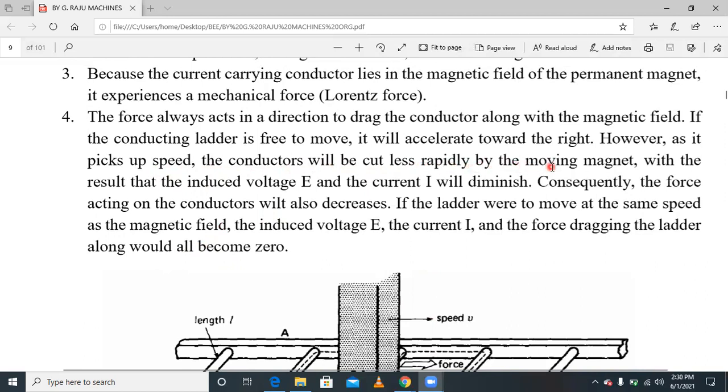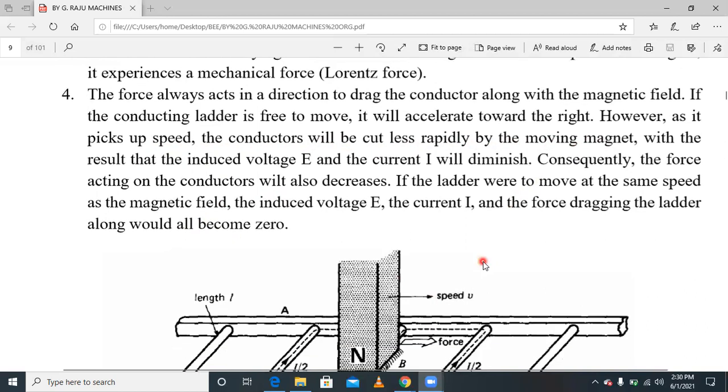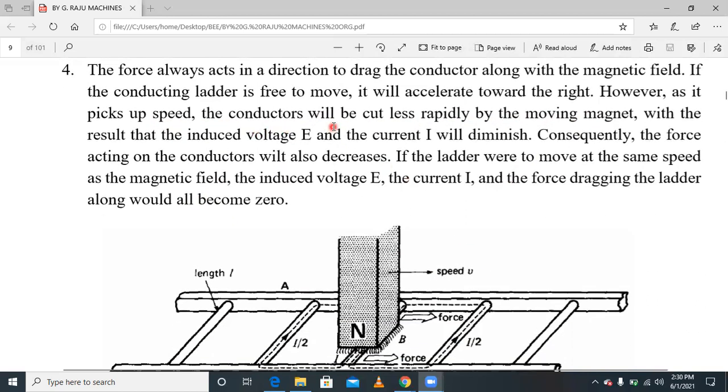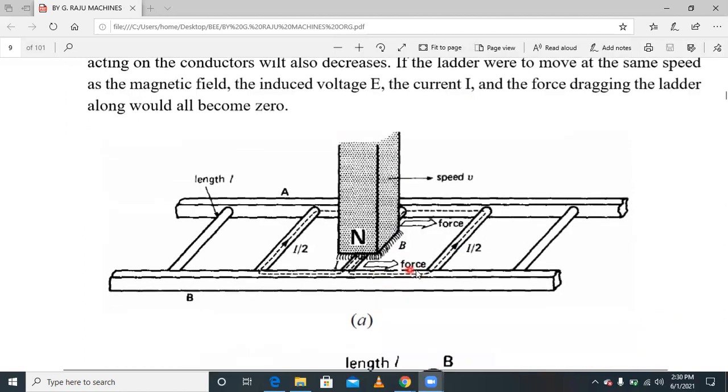by the moving magnets. That means the conductor will cut less rapidly. The rotor is also rotating, and the stator magnetic field, that is the permanent magnet, is rotating. That means the rotor is also rotating because of the Lorentz force. This is called the rotor. It's freely rotating, and that's why there is a reduction in relative speed.